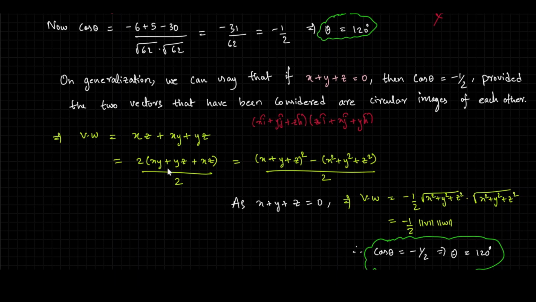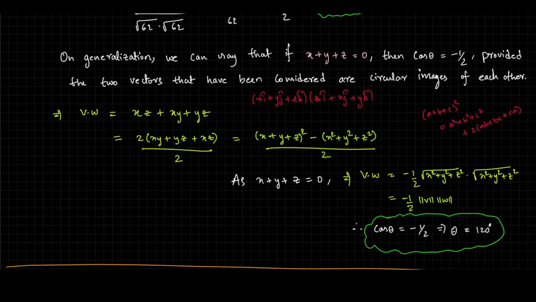And this is basically nothing but I'm using this formula: a plus b plus c whole square is equal to a square plus b square plus c square plus 2 times ab plus bc plus ca. So I've used this formula. Instead of 2 times ab plus bc plus ca, I've written this as a plus b plus c whole square minus a square minus b square minus c square, divided by 2. And now it's given that x plus y plus z is equal to 0. That is the condition that we have taken.